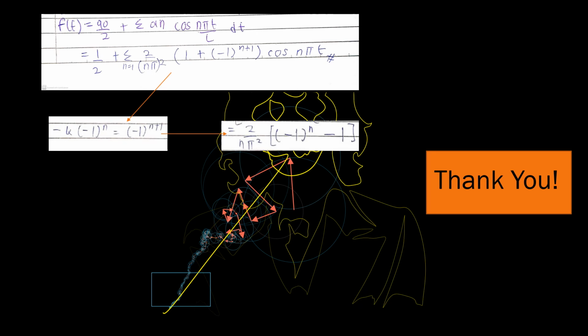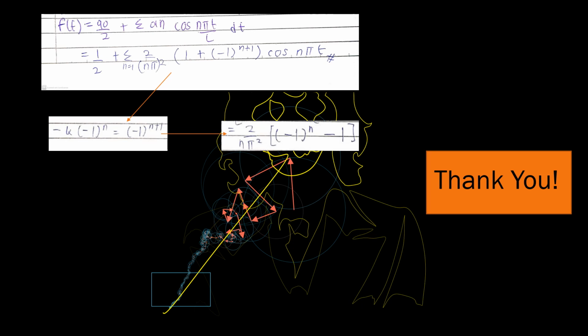Next we insert the values of a naught and an into the function f(t). The formula for f(t) for the Fourier cosine series is a naught over 2 plus the sum of an times cos(n pi t over L). So a naught is equal to 1, so 1 over 2 plus the sum of 2 over n pi squared times (1 plus negative 1 to the power of n plus 1) times cos(n pi t).